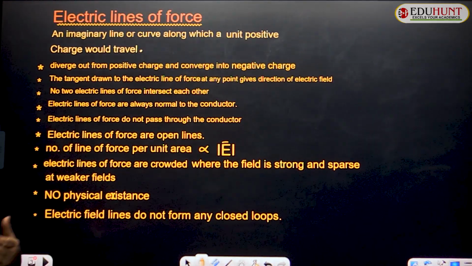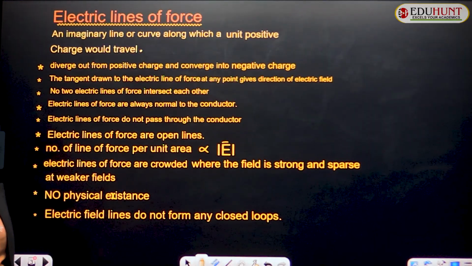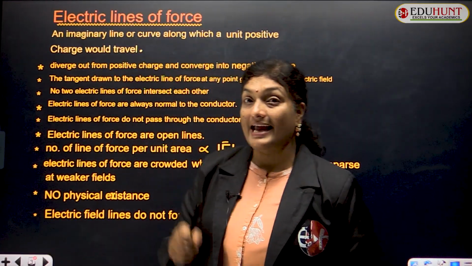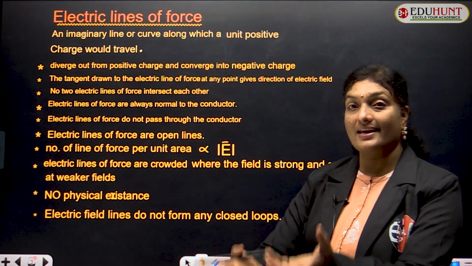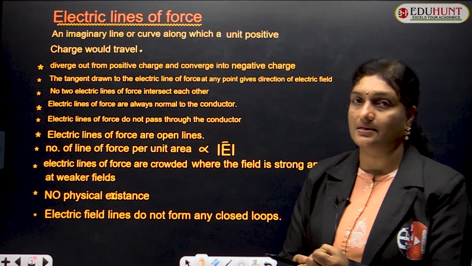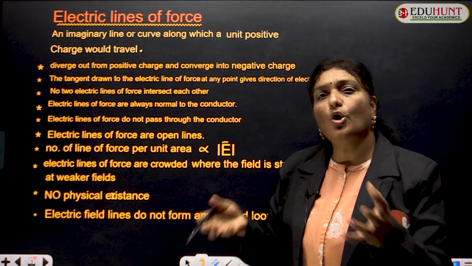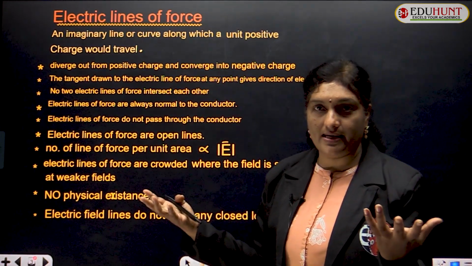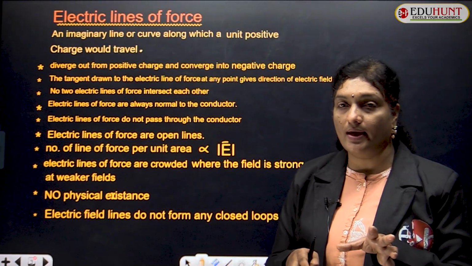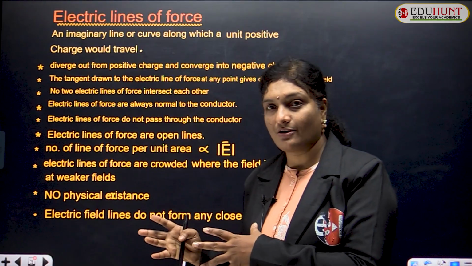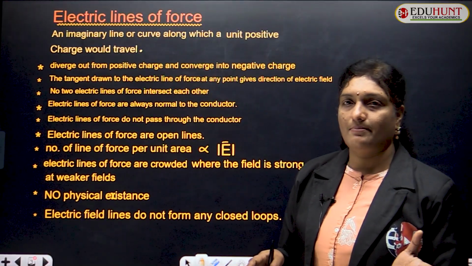Electric lines of force are open lines. They are simply open, free lines. That's it. The number of electric field lines per unit area gives the electric field intensity. How much intensity there is, how much value, is given by the number of lines. More crowded means a large electric field. Fewer lines means its electric field intensity is less. Okay. So, crowded means a large value of electric field intensity. Very few lines means less electric field.